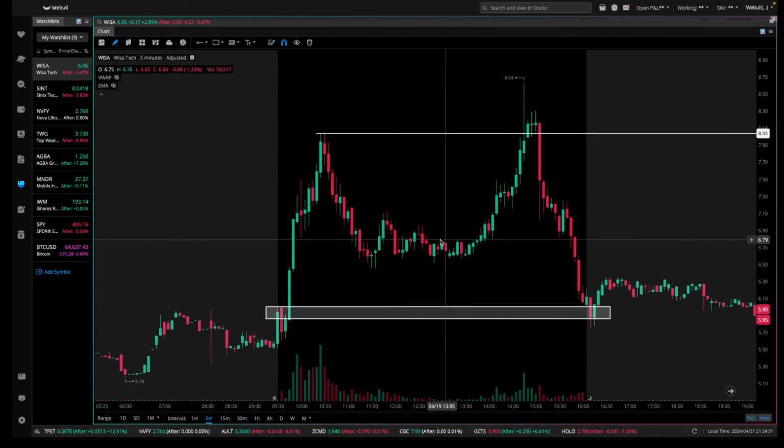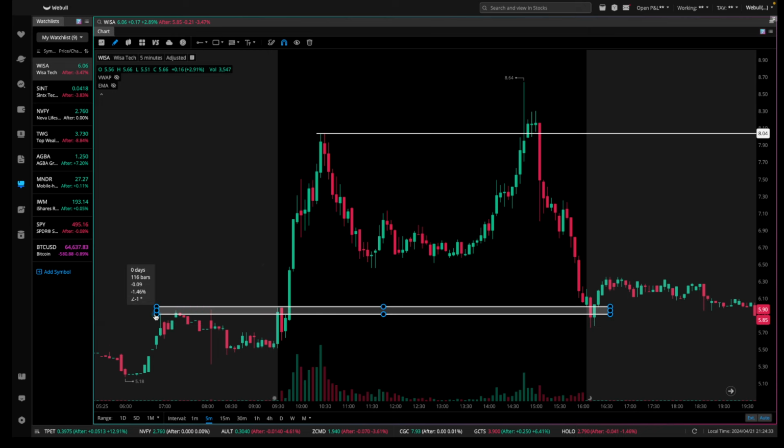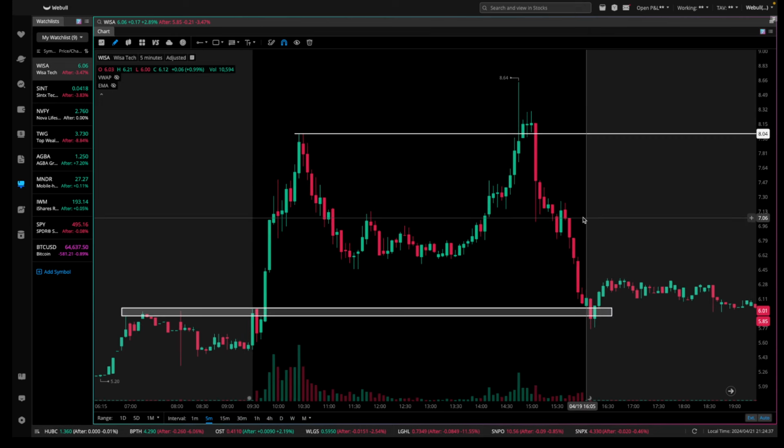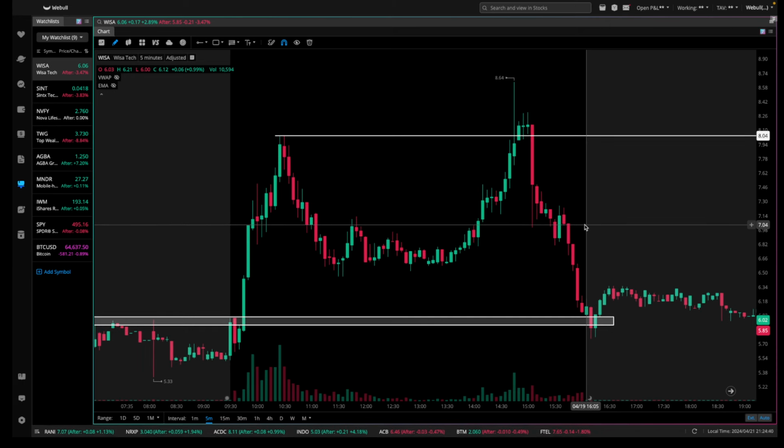But that's one example of how you can use volume to your advantage. When you look at volume, you look at historical volume, and you want to look at the daily volume on the day. And you're going to compare it to the flow. So, for example, what is the flow on WISA?